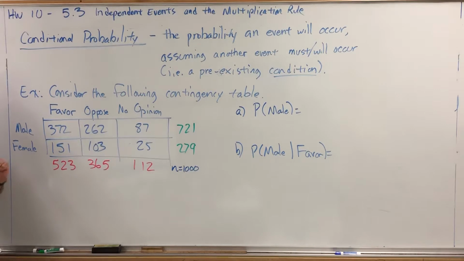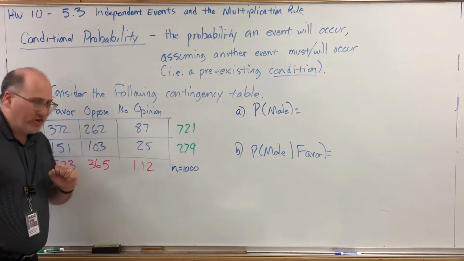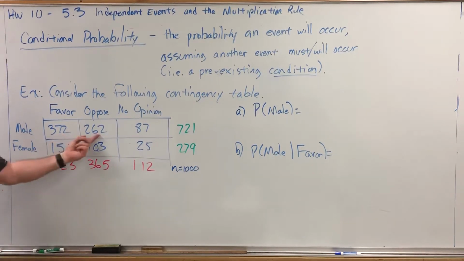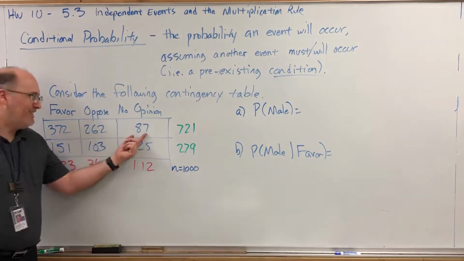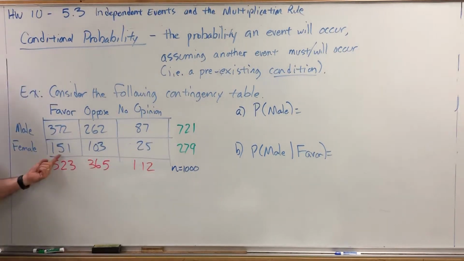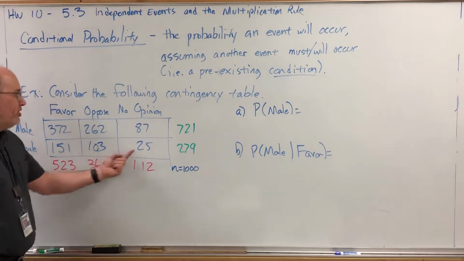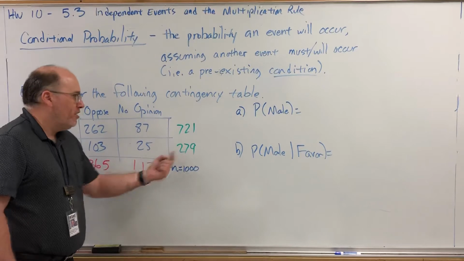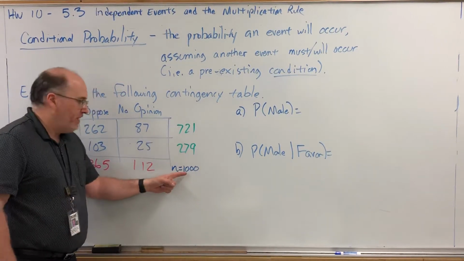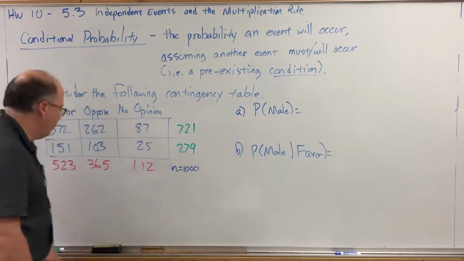and they were categorized by two characteristics: their gender, and whether they favored the proposition, they opposed it, or they had no opinion. Just to get us back up to speed, 372 males favored, 262 opposed, 87 had no opinion, a total of 721 males. Of the females, 151 favored, 103 opposed, 25 had no opinion, for a total of 279 females, and a grand total of 1,000 people.